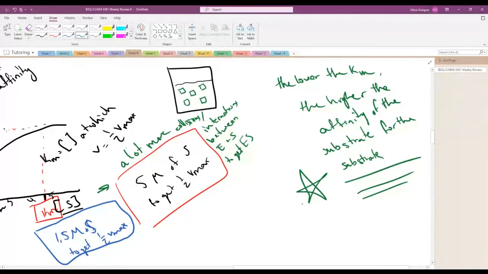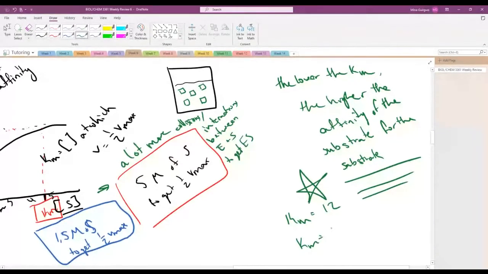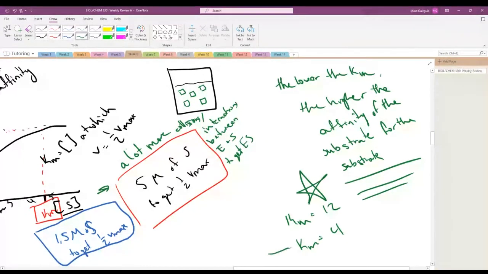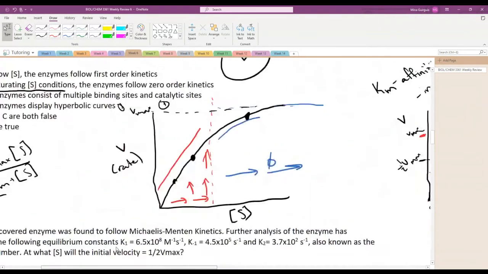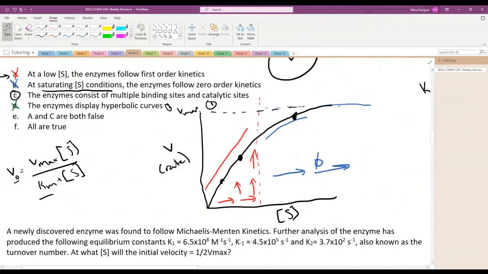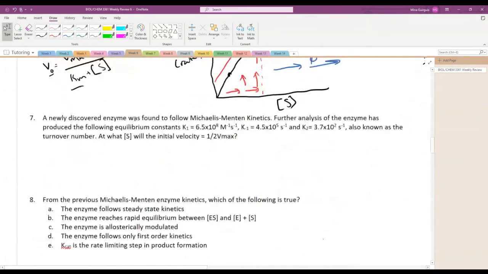So if I were to give you two numbers and I were to say Km equals 12 and Km equals 4, whatever the situation we're dealing with, this one has a higher affinity for its substrate than the 12 one, okay? I hope that makes sense. If it doesn't, please feel free to ask questions. While you do that, I'm going to zoom out so we can start on the next few questions.